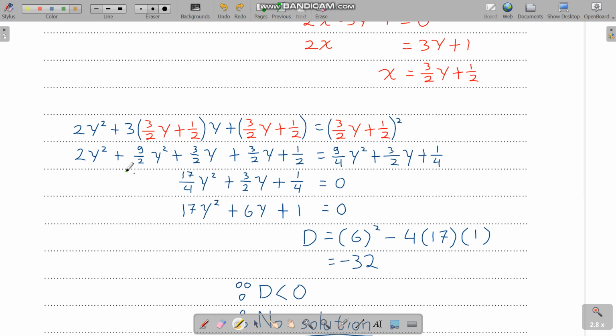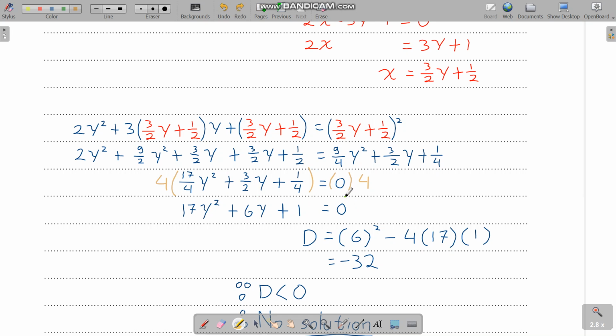Now we simplify. The one with the y squared, 2 plus 9/2 minus 9/4, we get this, and 3/2 plus 3/2 minus 3/2, so just 3/2, and finally 1/2 minus 1/4, that's 1/4. And then we can multiply both sides by 4. 17y squared plus 6y minus 1 equals 0.